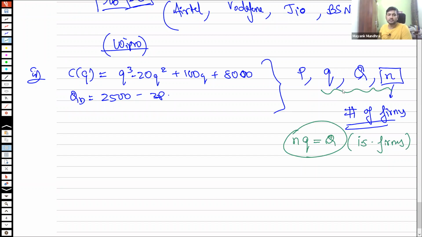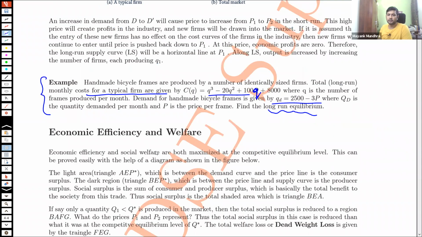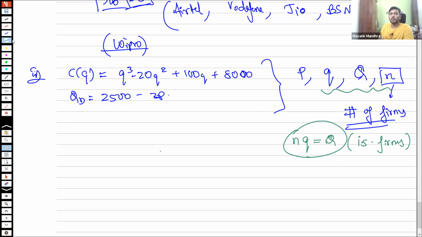Now, another thing is that these firms are competitive, so price must be equal to marginal cost. First I try to find the marginal cost. So marginal cost would be equal to 3q square minus 40q plus 100.